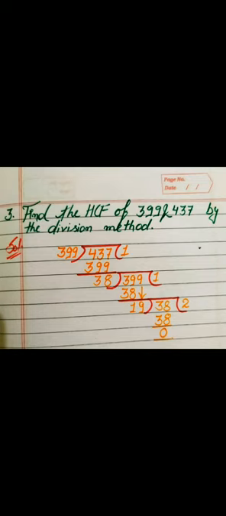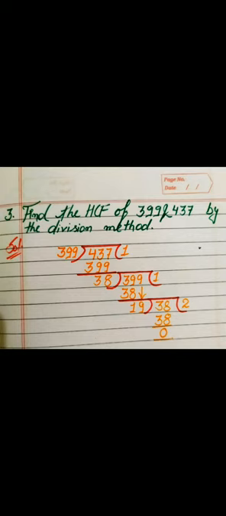Now the next question is, here we have to find the HCF of 399 and 437 by the division method. Now listen, students, as the method name is division, that means here we have to divide. First we will divide the greater number by the smaller. As here 437 is greater, we will divide 437 by 399. When we divide 437 by 399, we will get remainder 38.